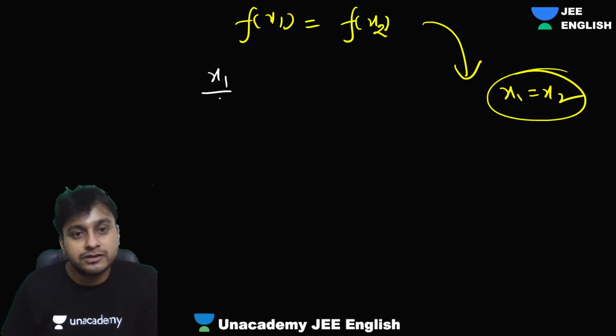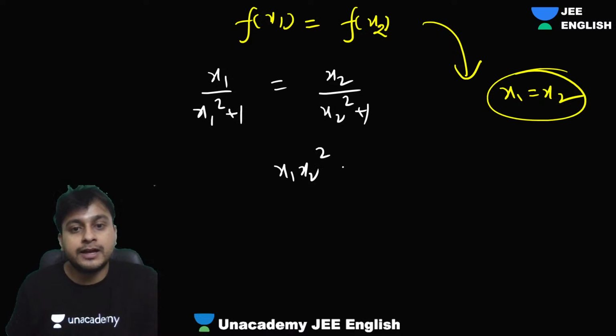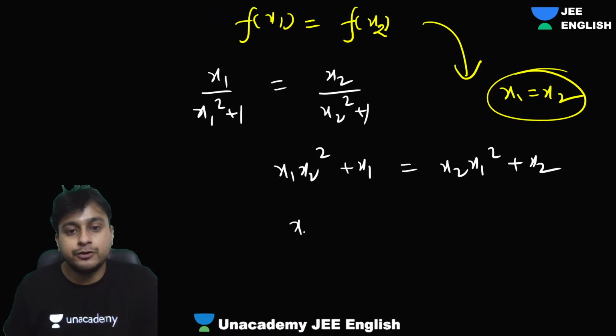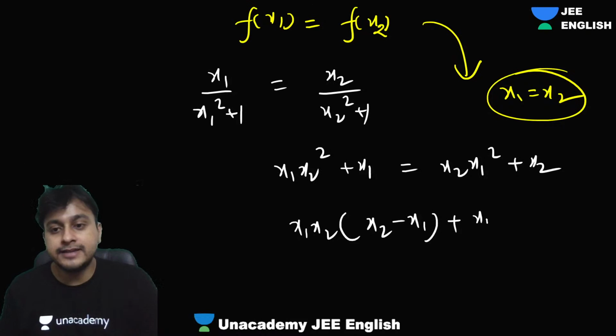So what we'll get? f of x1 will be x1 upon x1 square plus 1 is equal to x2 upon x2 square plus 1. Now cross multiply. x1 x2 square plus x1 equals what? x2 x1 square plus x2. Now let's bring everything this side. If you take x1 x2 common, you will get what? x2 minus x1, and then you will get what guys? x1 minus x2 equal to 0.